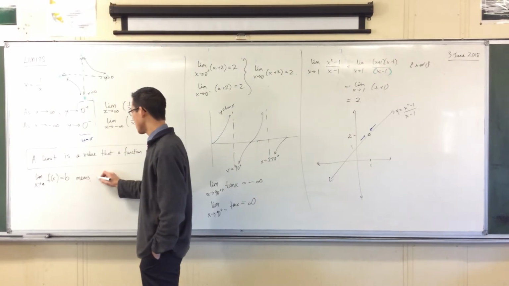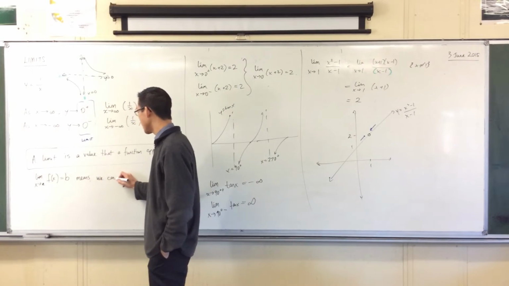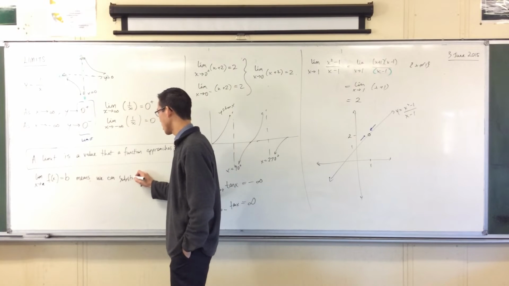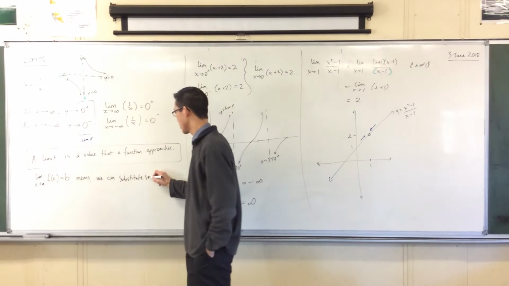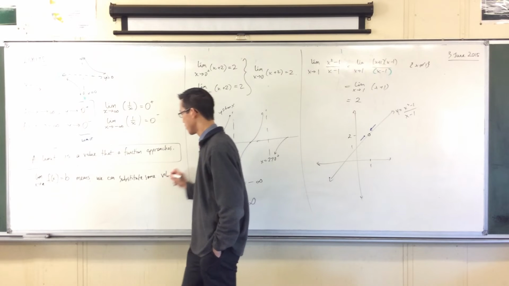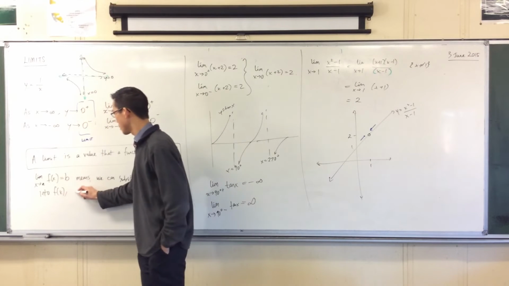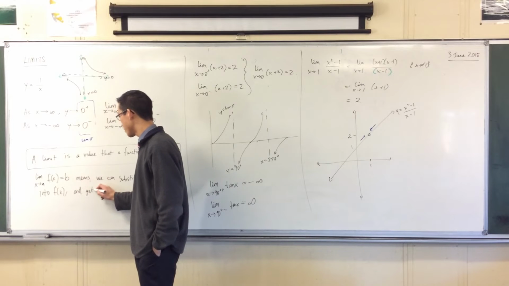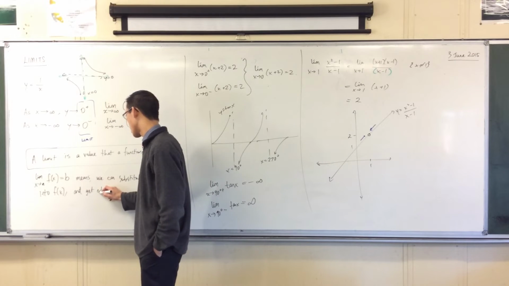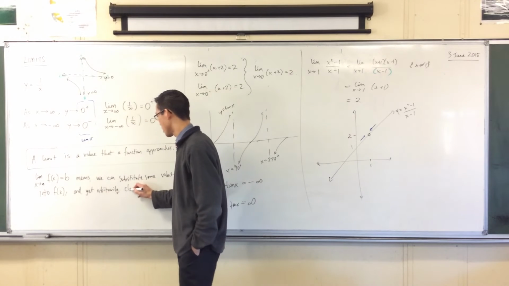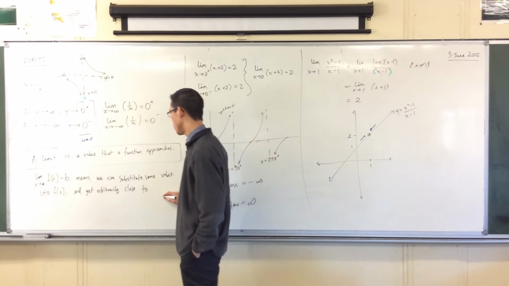It means we can substitute some value into that function and get arbitrarily close to b.